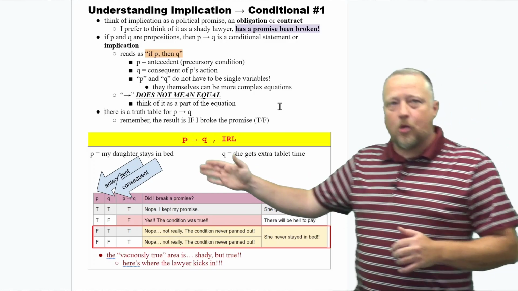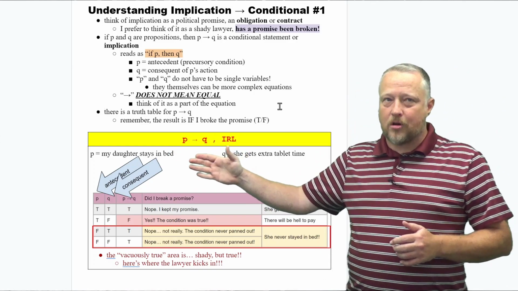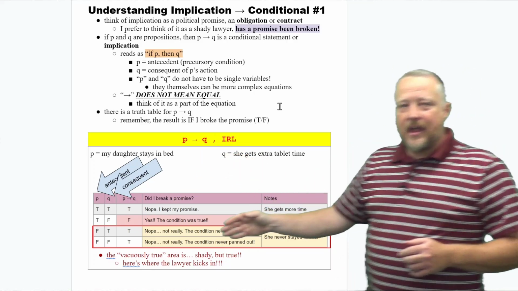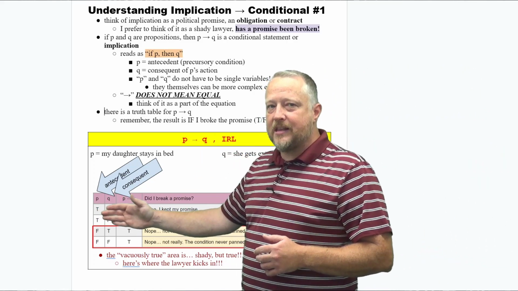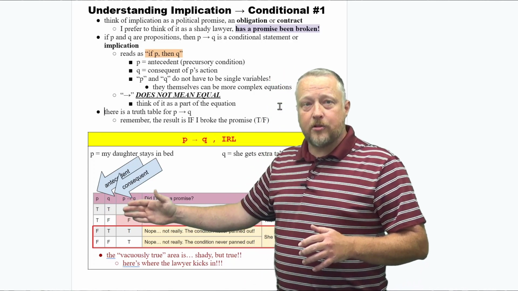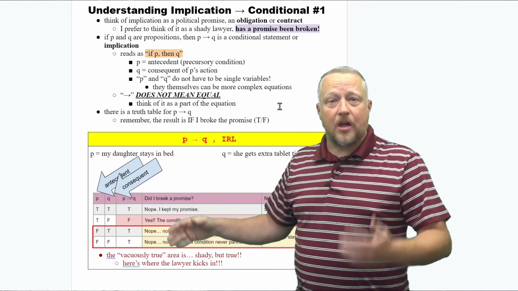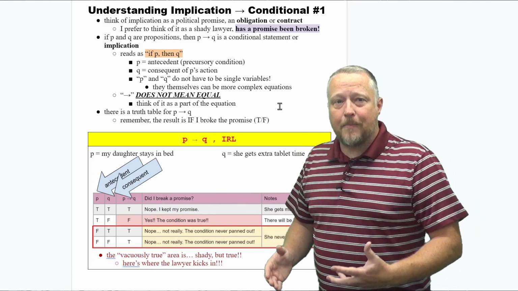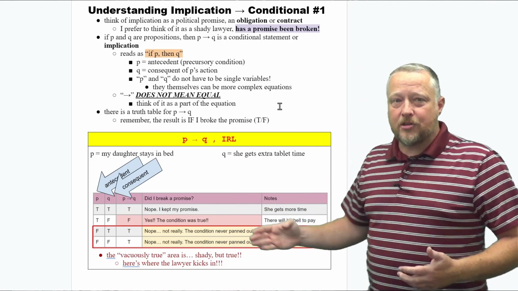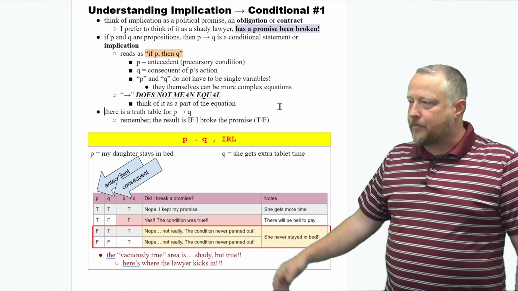In an overall setup for an implication, or P implies Q, or if P, then Q, if true for P, that would mean when my daughter stays in bed, which never happens, then she'll get tablet time. Then the overall response is true. Nothing was broken. She got her tablet time. I kept my promise. She gets more time on her tablet because she stayed in bed, which never freaking happens.